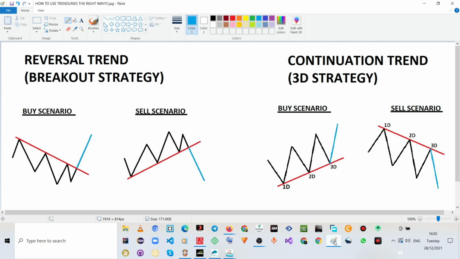So basically, trend lines are just lines that we use to predict where the price is going to move to, and in which direction we are going to make our trades. There are two scenarios in which you use this trend line strategy. There's the reversal trend where we have the breakout strategy, then we have the continuation trend where we have the 3D strategy. I'm going to be talking about all of these in depth.